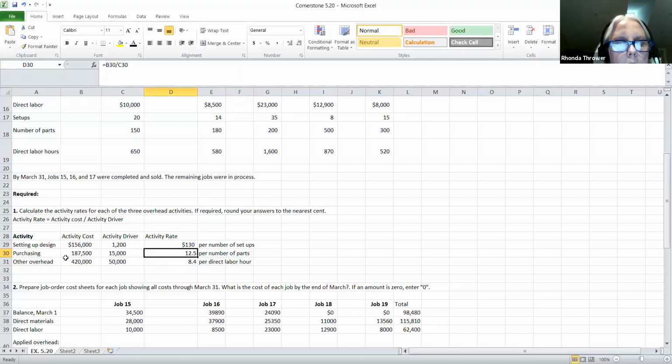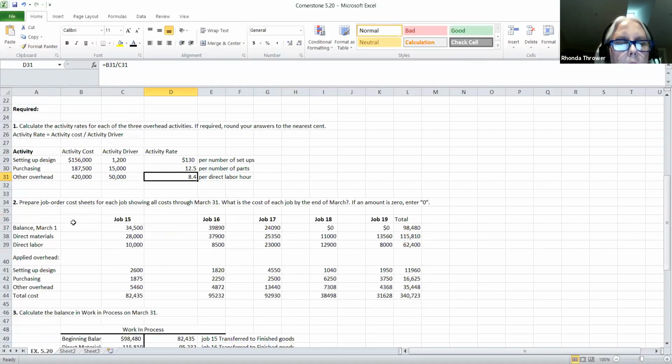parts. Other overhead, the activity cost was $420,000, that was given. The activity driver was 50,000, that also was given. You're going to divide 50,000 into the $420,000, and that will give you $8.40, which is the overhead that we're going to assign per direct labor hour, the other overhead.